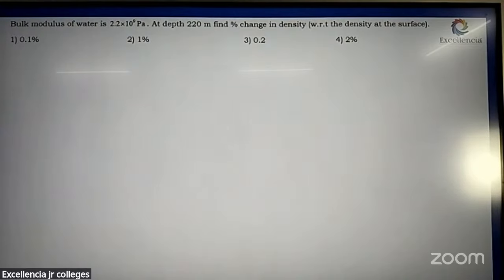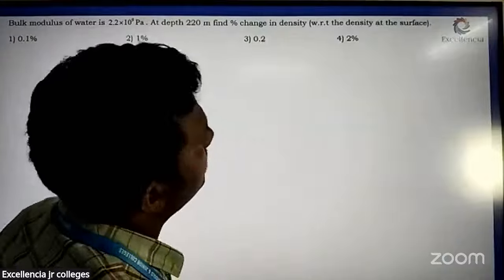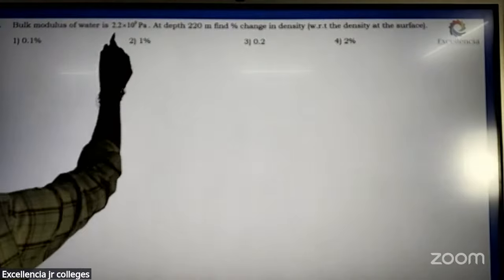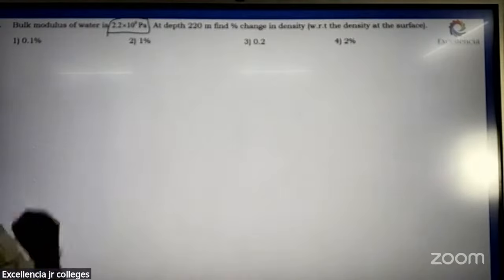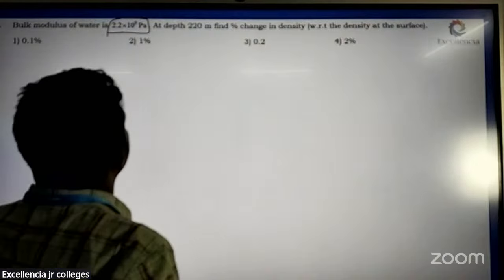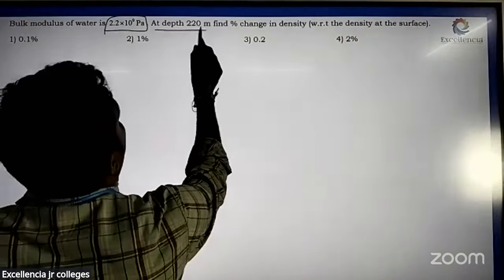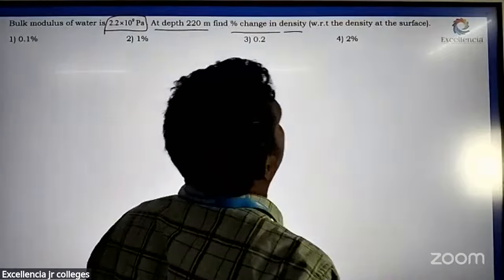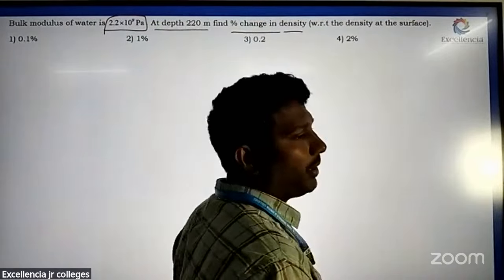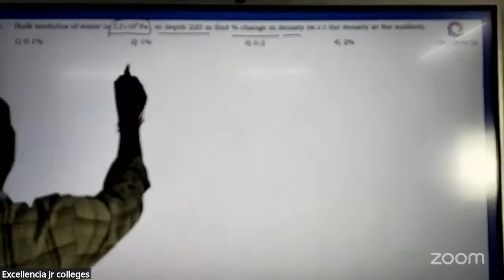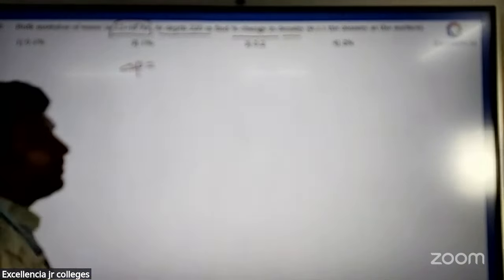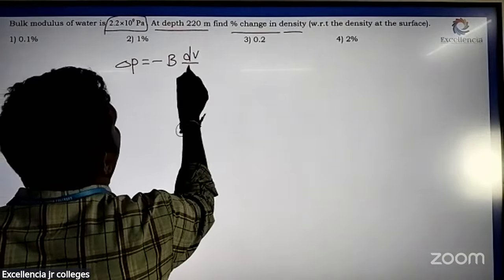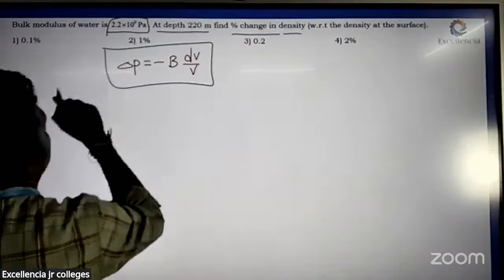So this is also from our bulk modulus, mechanical properties of matter. In this, students, the given bulk modulus of the water is 2.2 into 10 to the power 9 Pascal, at a depth of 220 meters. Find the percentage change in density with respect to the density of the water. See, very simple here. Actually, we have this formula delta P equal to minus B into dV by V.